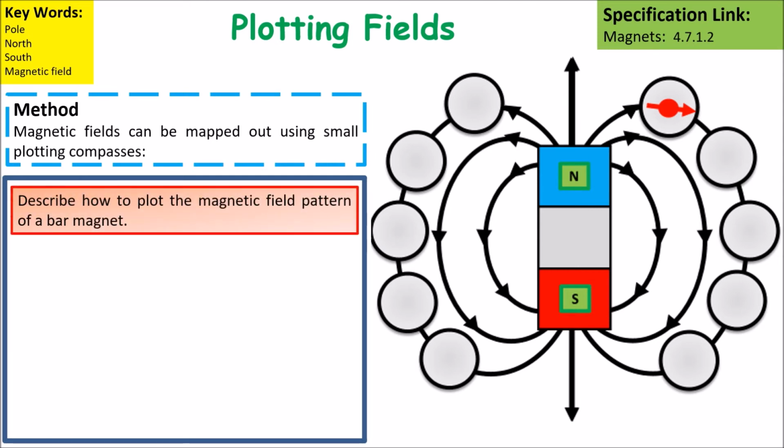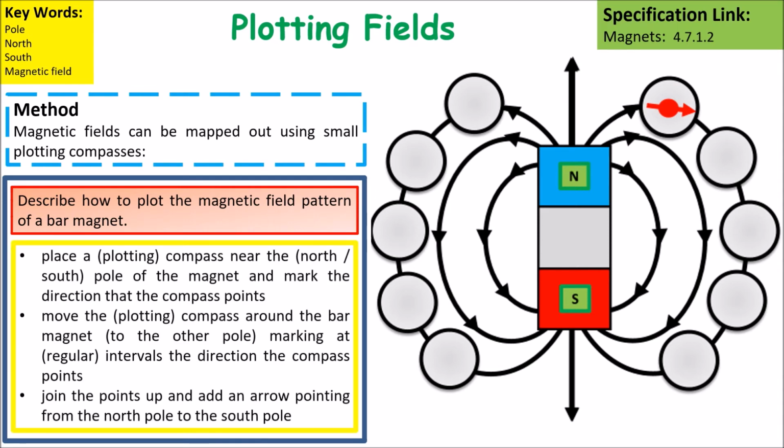So if a question comes up, describe how to plot a magnetic field pattern of a bar magnet. Same as we've said before, you're using plotting compasses, you're moving them around the magnet, and you are marking on the direction that the compasses are pointing.